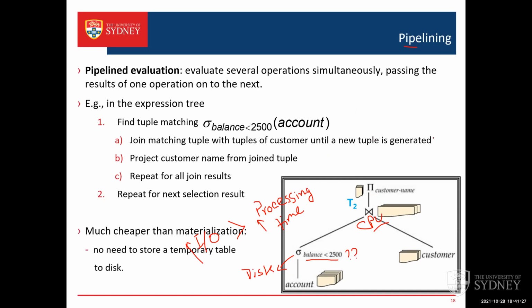Okay? So that's why it is written that it is much cheaper than the previous one, materialization. Materialization simply means save everything that you have. Because we don't need to store it into a temporary table on disk. Does this make sense? Any question on these two?